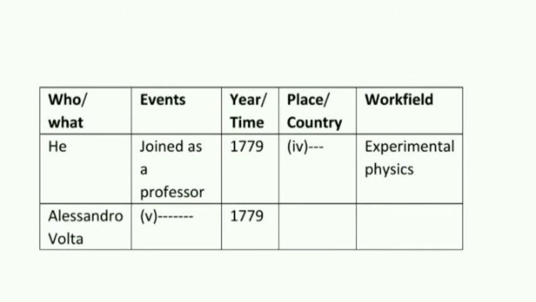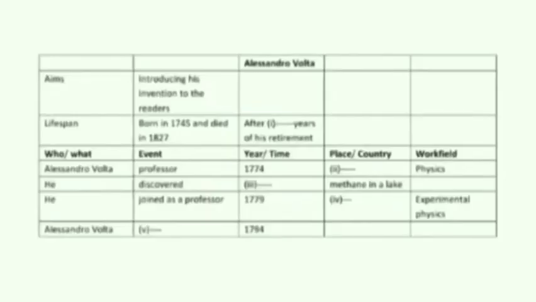He joined as a professor in 1779, experimental physics. In which place? Who can say? Yes, you are right, the University of Pavia. Then, Alessandro Volta, 1779. What happened in 1779? Married an aristocratic lady. This is the question for Alessandro Volta at a glance.